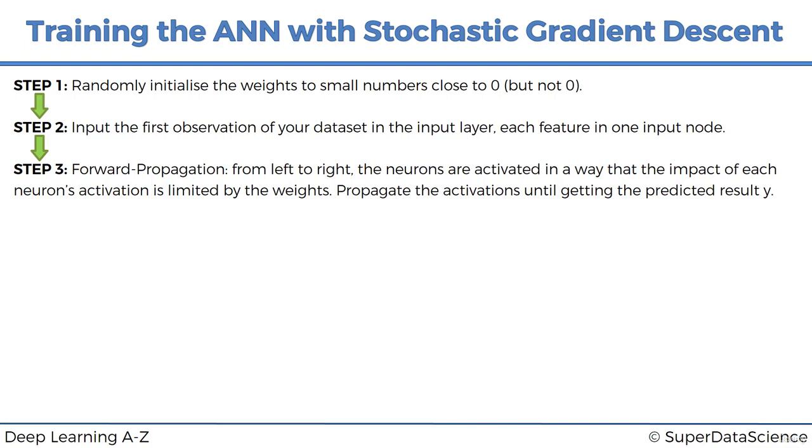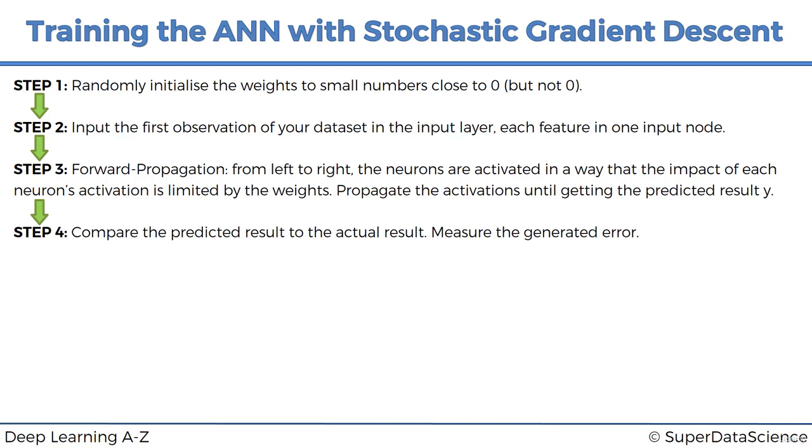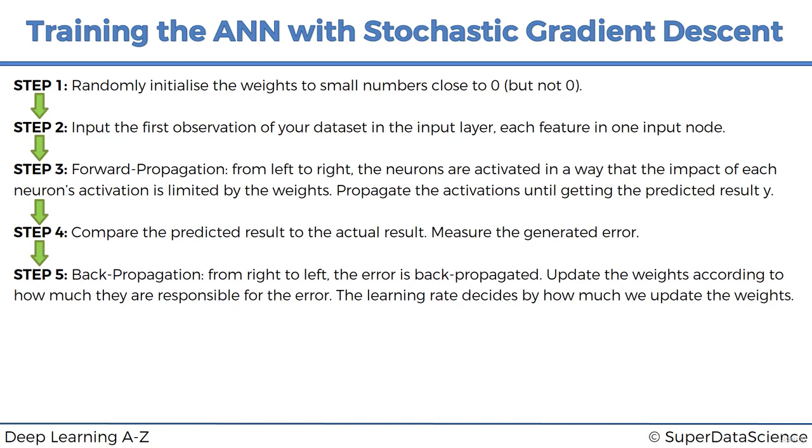Then propagate the activations until getting the predicted result, y-hat in this case. So basically you propagate from left to right. You go all the way until you get to the end and you get your y-hat. Then compare the predicted result to the actual result. Measure the generated error. Then you do the backpropagation from right to left. The error is backpropagated.